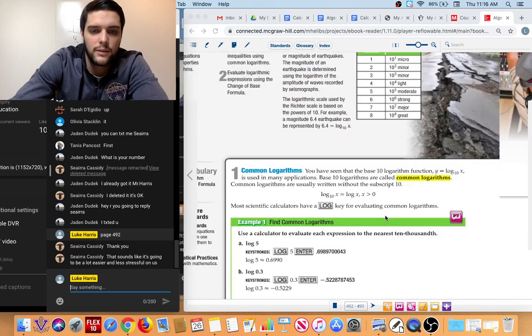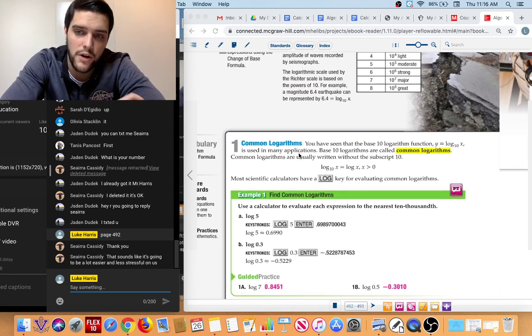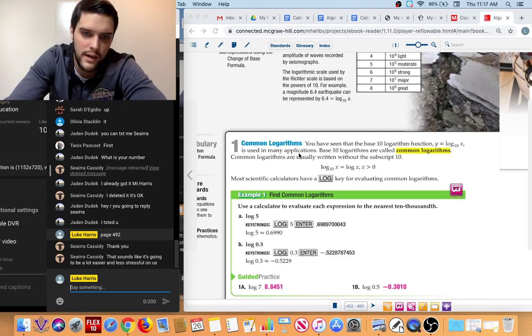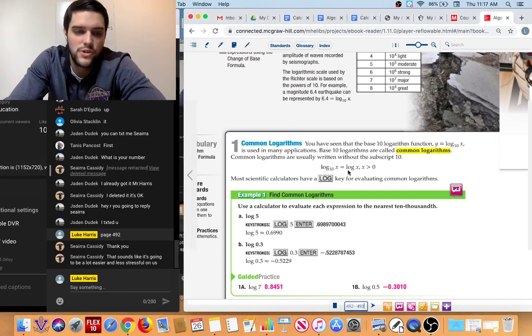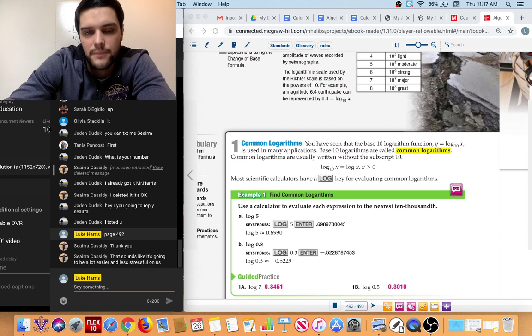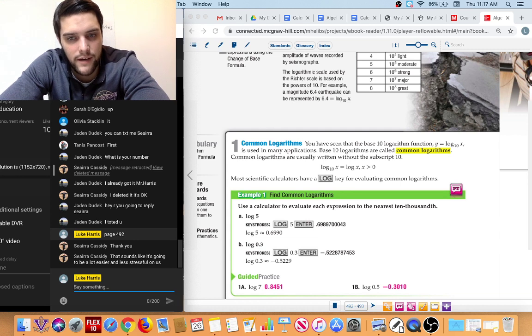We're scrolling down a little bit where it says 1, common logarithms. You have seen that the base 10 logarithm function, y equals log base 10 of x, is used in many applications, which is true. Base 10 logarithms are called common logarithms. Common logarithms are usually written without the subscript. So this is really important. You guys don't need to write this down, but I just want you to understand this. I talked about this yesterday, if you watched the video or if you were in my stream. I talked about natural log at the end of class, and the natural log was a special kind of log with a special kind of base. We haven't talked about it yet in detail, but the idea is that we don't write the base.